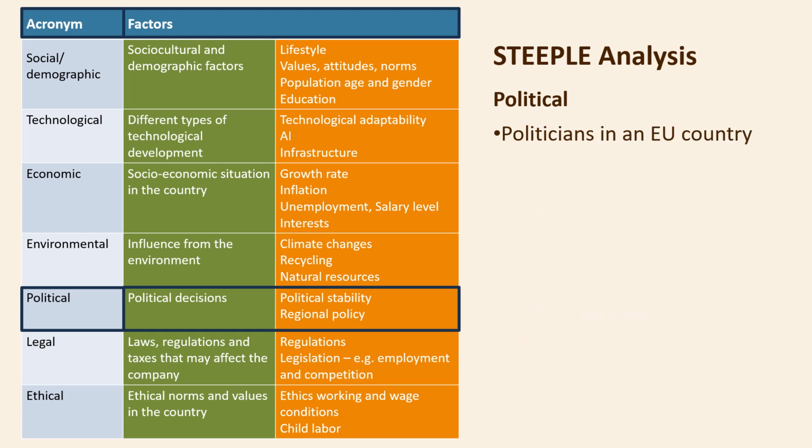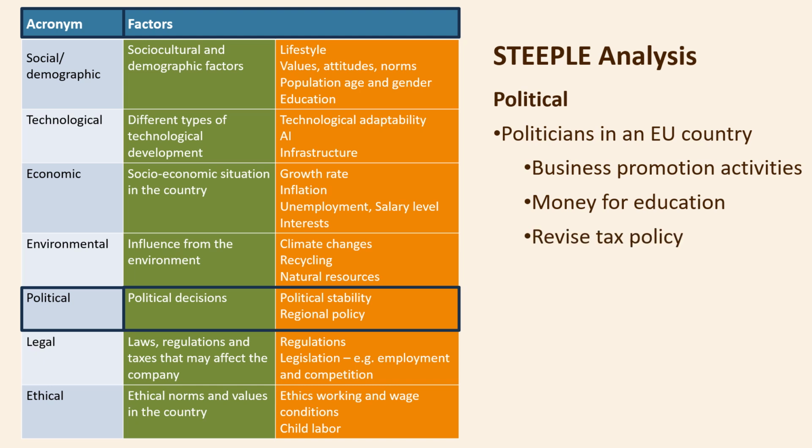Another example. Politicians from a country that is a member of the European Union can make the following decisions. They can initiate business promotion activities to provide more jobs and increase growth. They can set aside money to educate young people and the unskilled so that skilled labour is ensured in the future. They can revise the tax policy, covering personal taxes, company taxes, and inheritance legislation around companies.